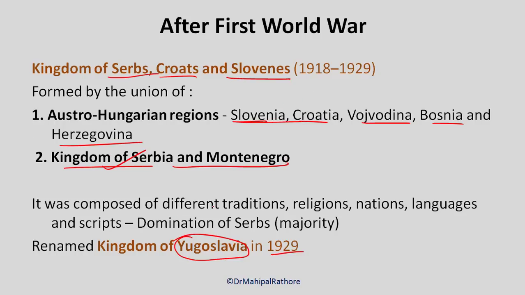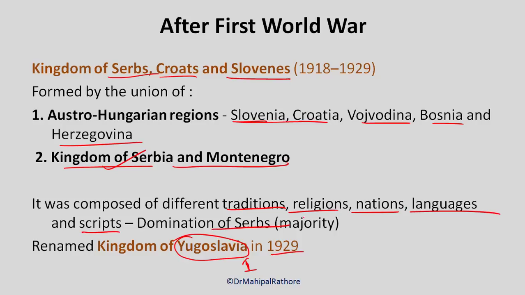Now this country is often called Yugoslavia, first Yugoslavia, Yugoslavia 1. And after World War II, another nation was formed, that was called the second Yugoslavia. This newly formed kingdom was composed of different traditions, religions, nations, languages and scripts, and it was mainly dominated by Serbs.